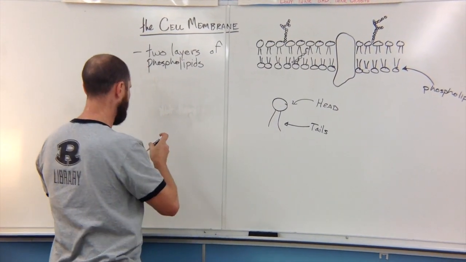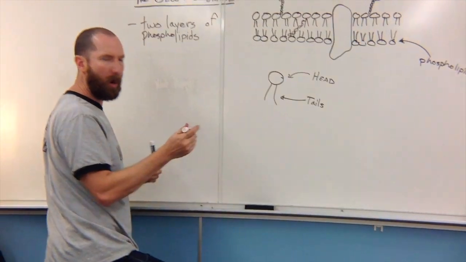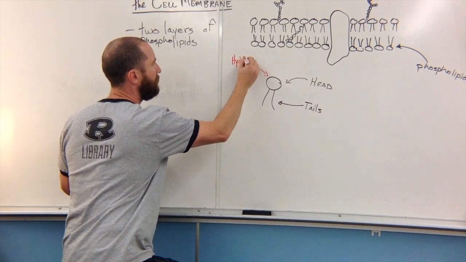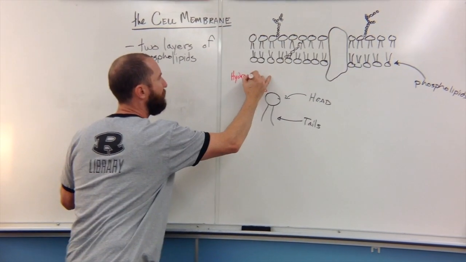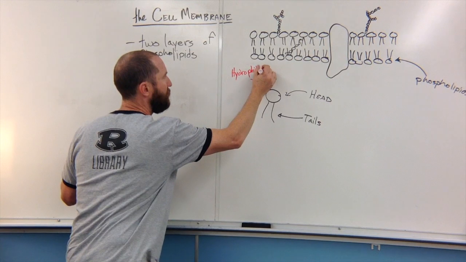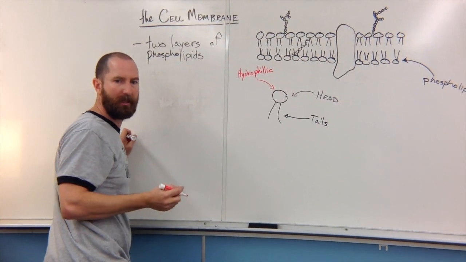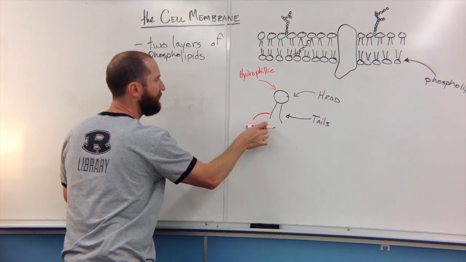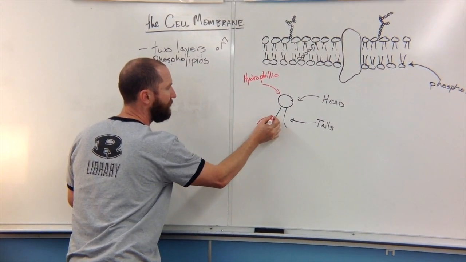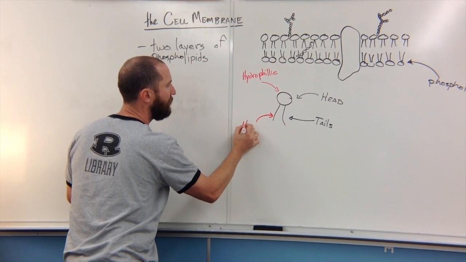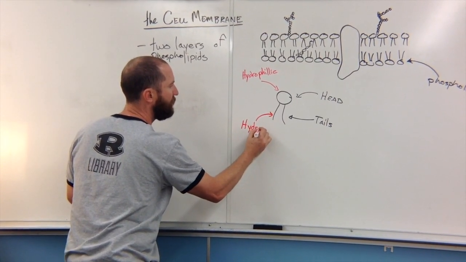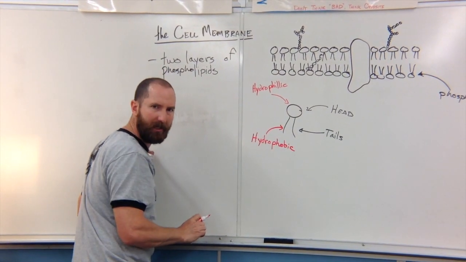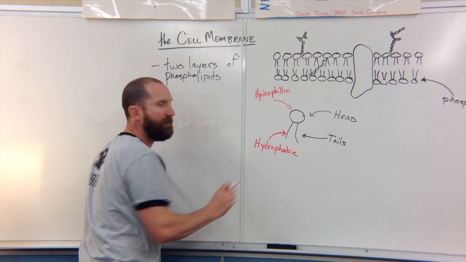The head actually loves water, and we give it the term hydro, which means water, and philic, which means loving, so water loving. But the tails, on the other hand, are the opposite. They do not love water. What is the opposite of love? That is hate. And so these are called hydrophobic, which, if you think phobia and you think fear, these are water fearing.